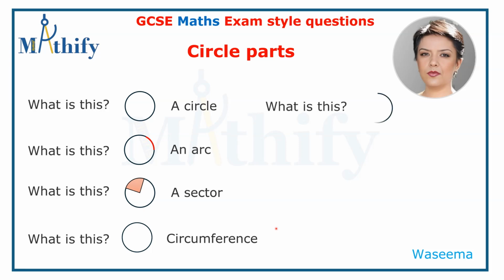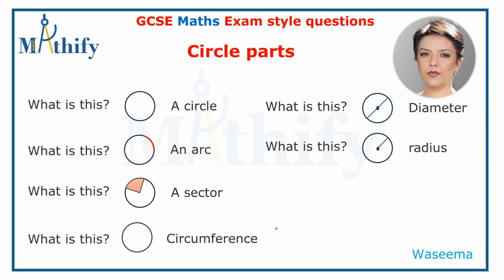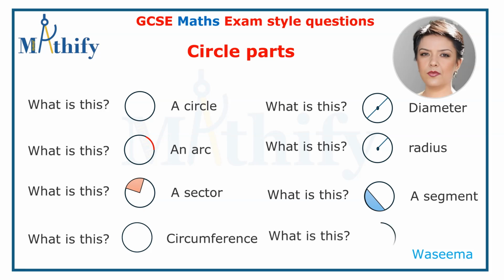What is this? This is our diameter. What is this? This is our radius. So our radius is half of our diameter. What is this? This is a segment. And lastly, what is this? This is our center.